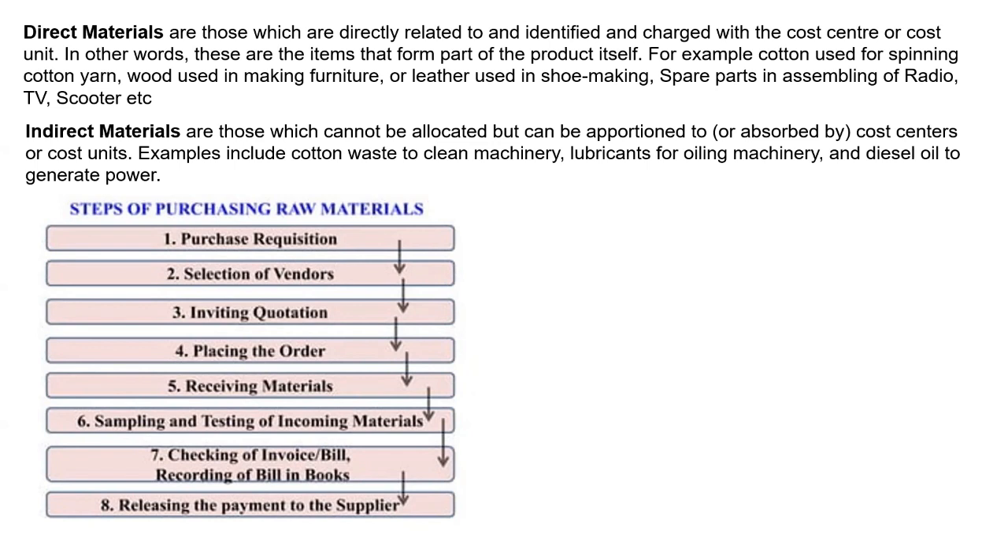In the sixth step, you will test the materials. Maybe there are A, B, C, D qualities. You have ordered for A, so you check whether that material is A quality or B quality, C quality, like that. Some testing should be done in the sixth step, sampling and testing, we call it. So testing is done, everything is done.